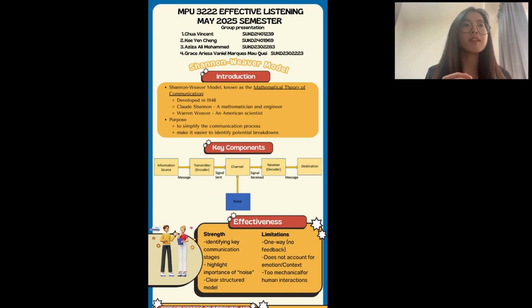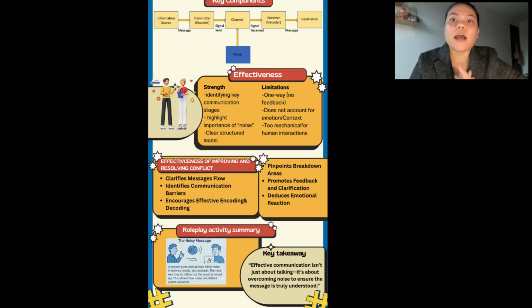Next are the strengths and limitations of the Shannon-Weaver model. Thank you. Hi everyone, my name is Grace. I'll be talking about the strengths and limitations of the Shannon-Weaver communication model. One of the key strengths is that it clearly identifies the stages of communication, like the sender, message, channel, and receiver, which helps us break down how the message is sent and received. This makes it easier for people to pinpoint where communication might fail.